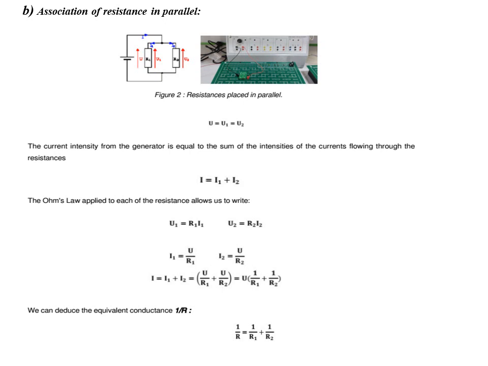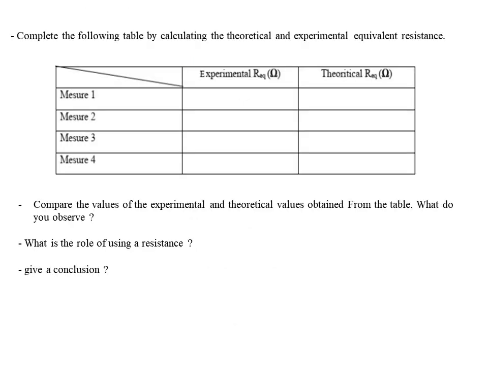And we have the same manipulation for association of resistance in parallel. Set up the following circuit. Place two resistors in parallel on the test board. Connect them and the multimeter with conductive wires, like figure number 2. We will take this figure and apply it in the laboratory. And we have the same questions about this part.